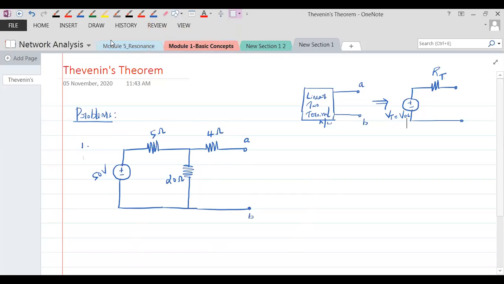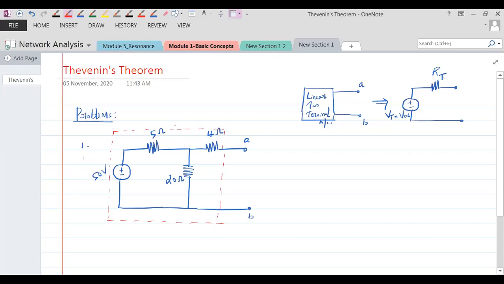Now, I'll just put a red box here. So that is your linear circuit. So this is linear. Everybody understand that? So whatever is within the box is your linear two terminal network.